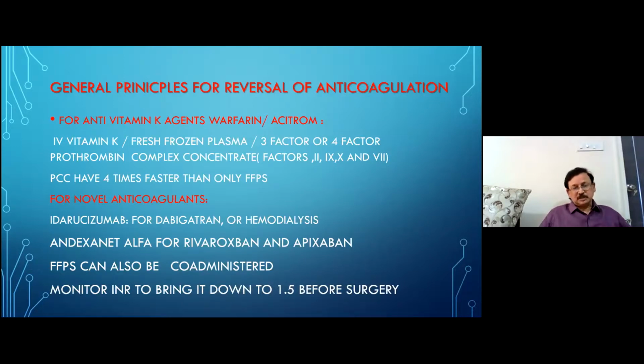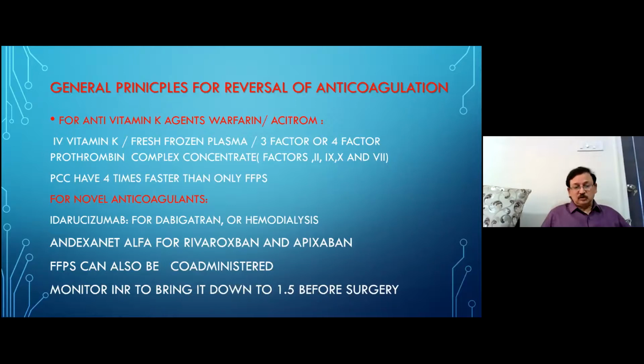Fresh frozen plasma can be given. 3-factor or 4-factor prothrombin complex concentrate can be given. What do they contain? Factors 2, 9, 10, and 7. Sometimes in 3-factor PCC, factor 7 is not available. So most often in neurosurgical cases, 4-factor PCC is what is routinely recommended. PCC has 4 times faster action than FFP.